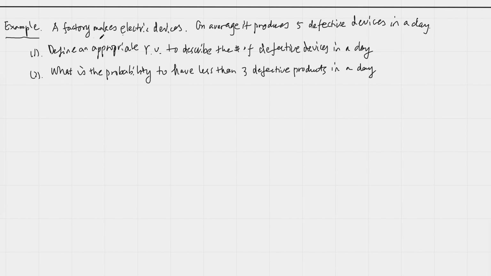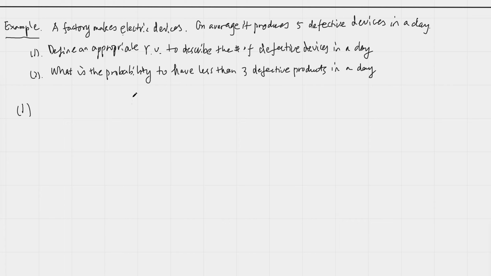Suppose a factory makes electric devices. On average, it produces 5 defective devices in a day. Now the first question is, let's define a random variable to describe the number of defective devices in a day. The second question, what is the probability to have less than 3 defective products in a day? Now let's look at the first one.